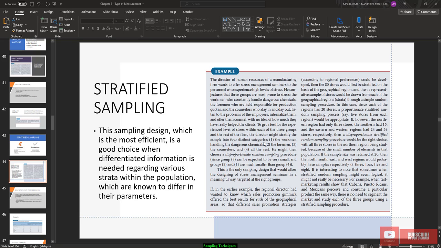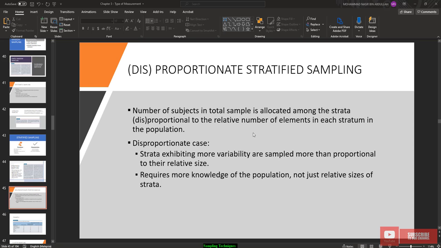read the example, right? So another type of stratified sampling technique is proportionate and disproportionate sampling. The number of subjects in the total sample is allocated among the strata disproportionate to the relative number of elements in each stratum in the population, right? Disproportionate means that strata exhibiting more variability are sampled more than proportional to their relative size. It requires more knowledge of the population, not just the relative size of strata.